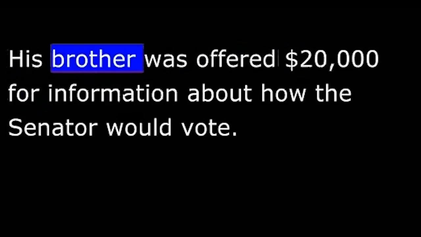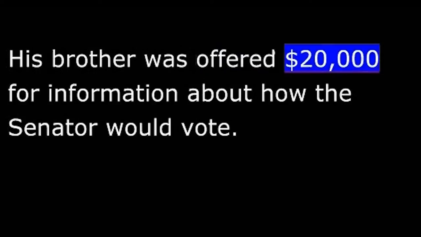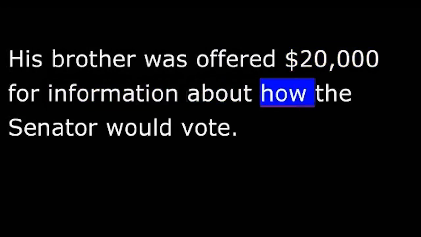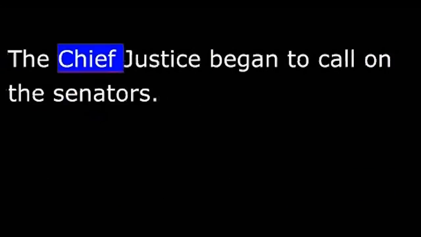His vote would decide the issue. Now, the pressure on him increased. His brother was offered $20,000 for information about how the senator would vote. Everywhere he turned, he found someone demanding that he vote guilty. The vote took place on May 16th. Every seat in the big Senate room was filled. The Chief Justice began to call on the senators. One by one, they answered, "guilty" or "not guilty."